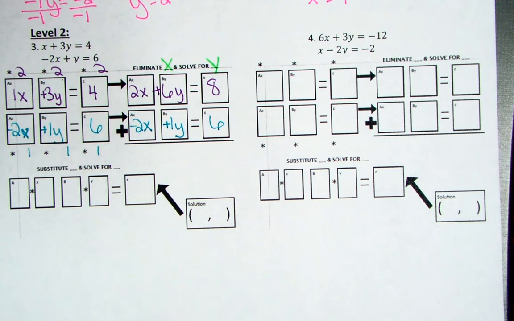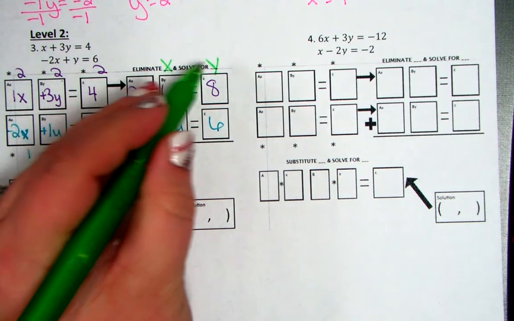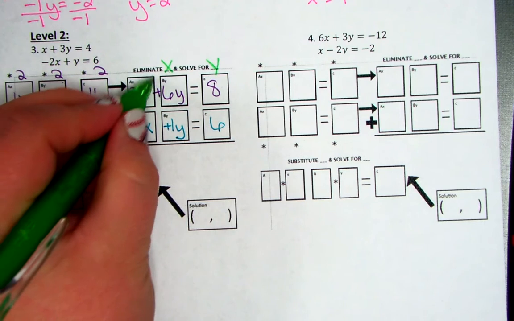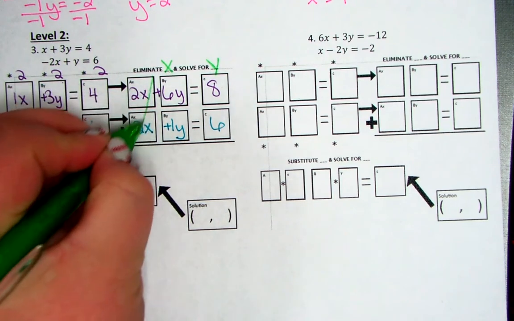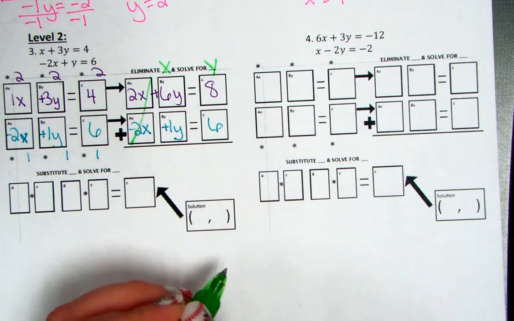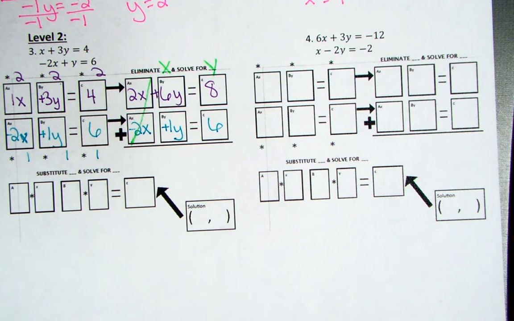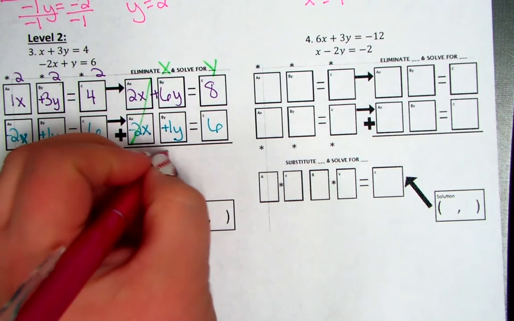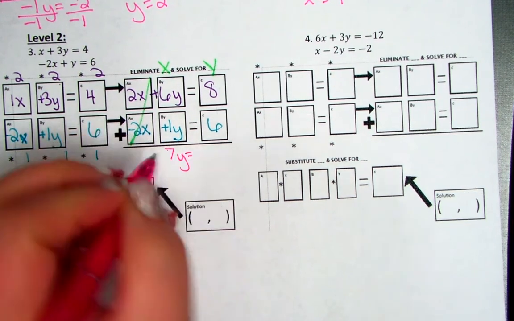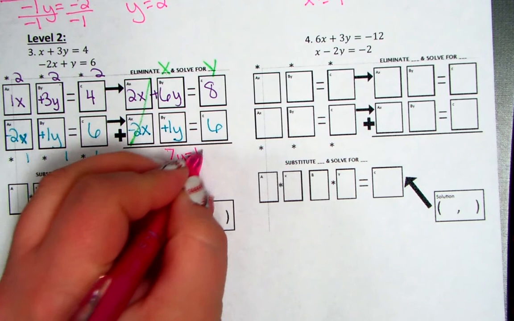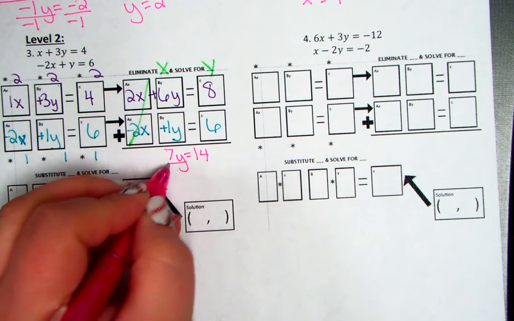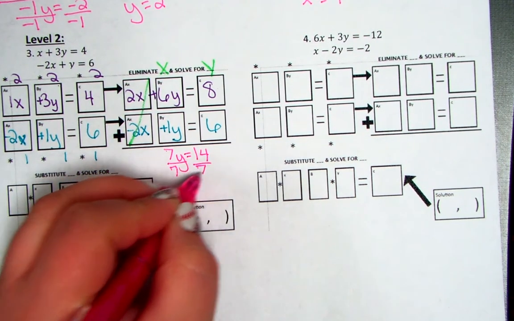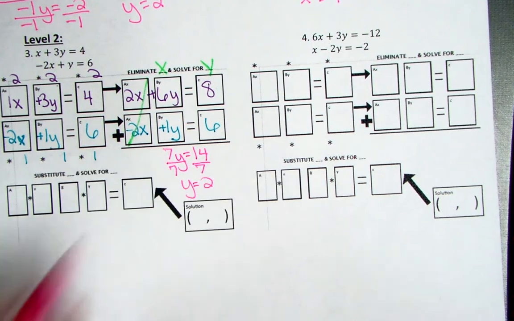So let's double check. We were trying to eliminate x and solve for y. Those two added together do become 0, so they do eliminate. 6y plus 1y gives me 7y. 8 plus 6 is 14. Divide by 7 on both sides, and y is equal to 2.